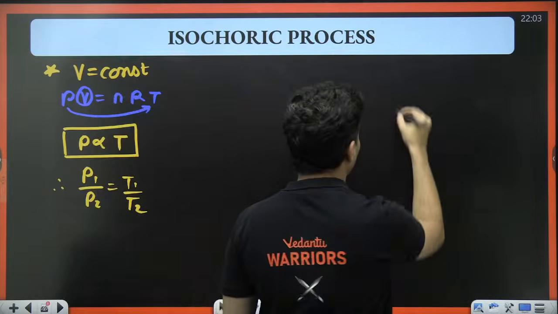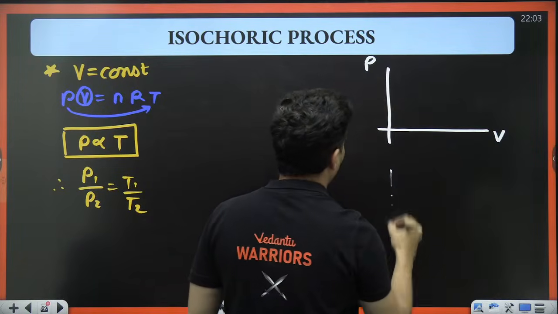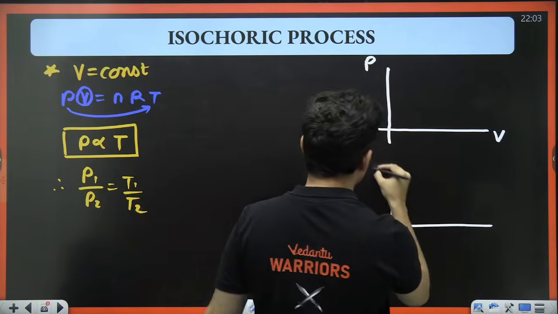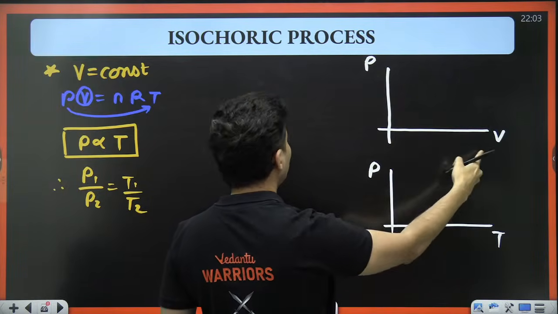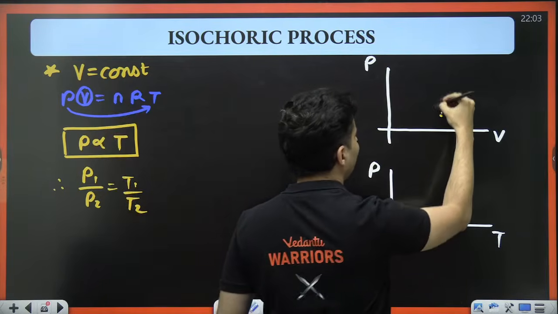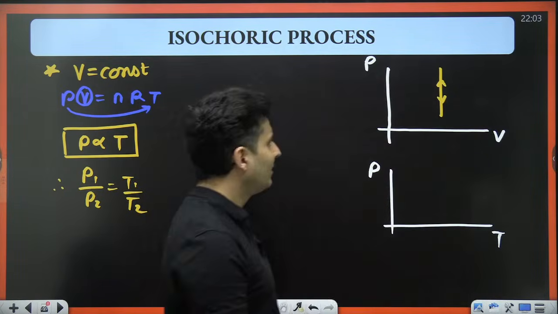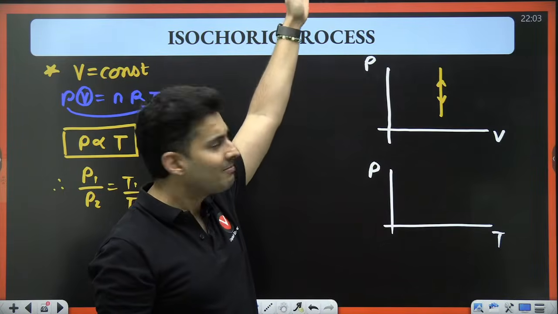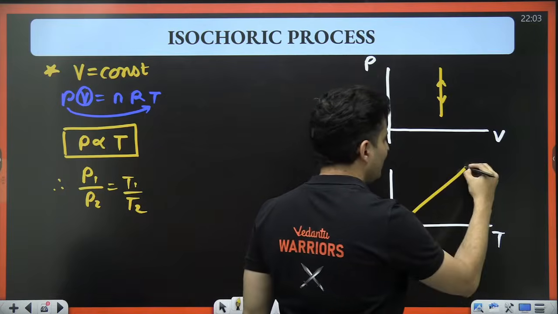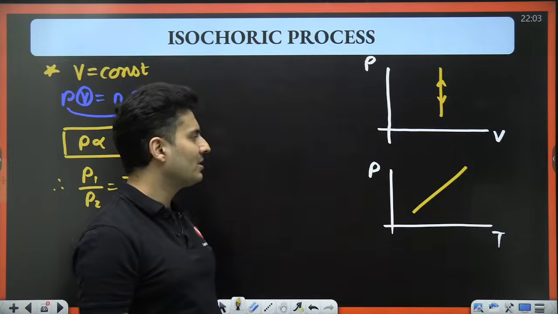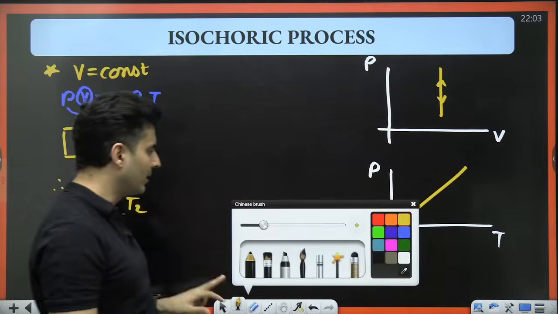If you see the graphs, like the pressure volume graph, because volume is constant, it will be just like this. You can increase the pressure or decrease the pressure. It will be one flat line but vertical. For the pressure temperature graph, because it is proportional, it will be just one straight line, because it is directly proportional.